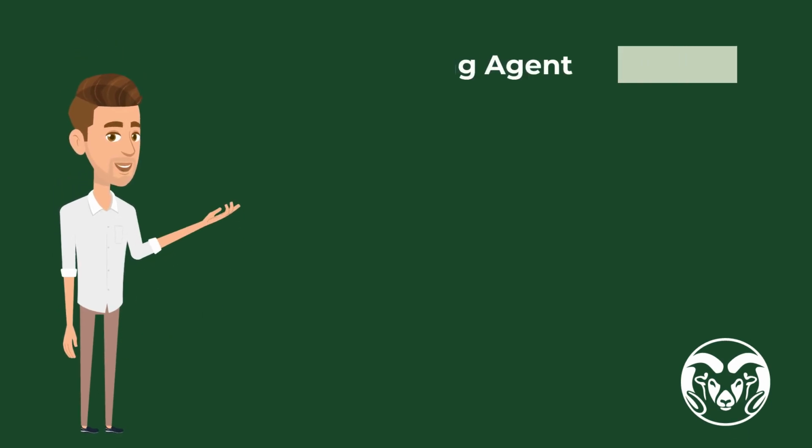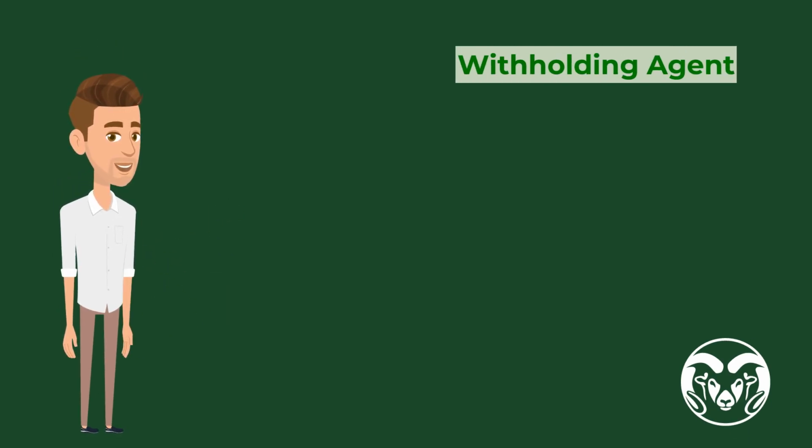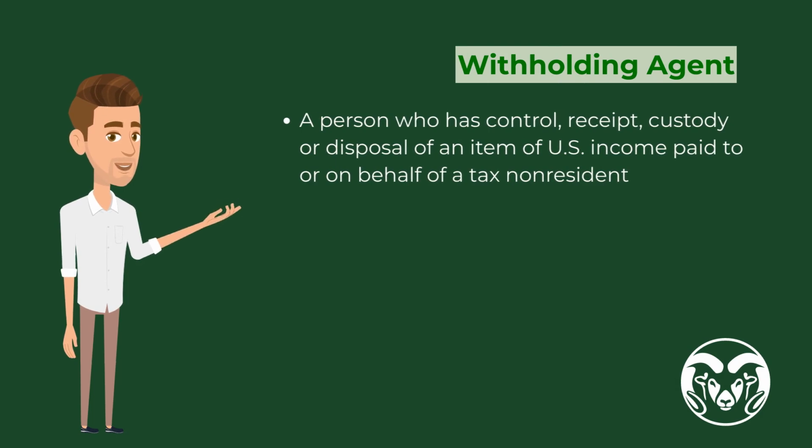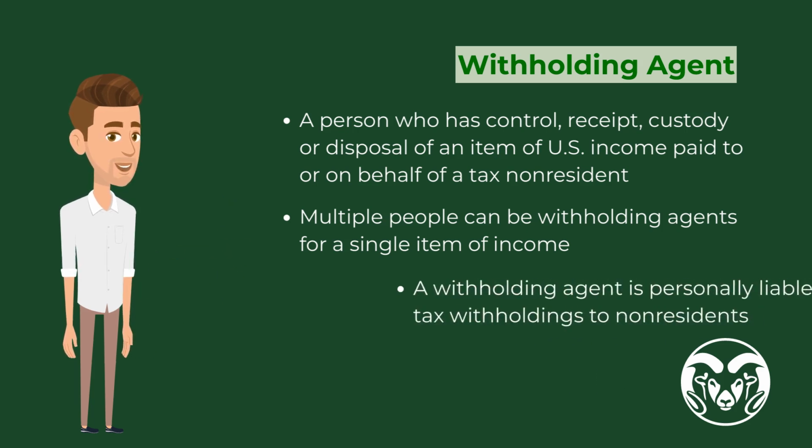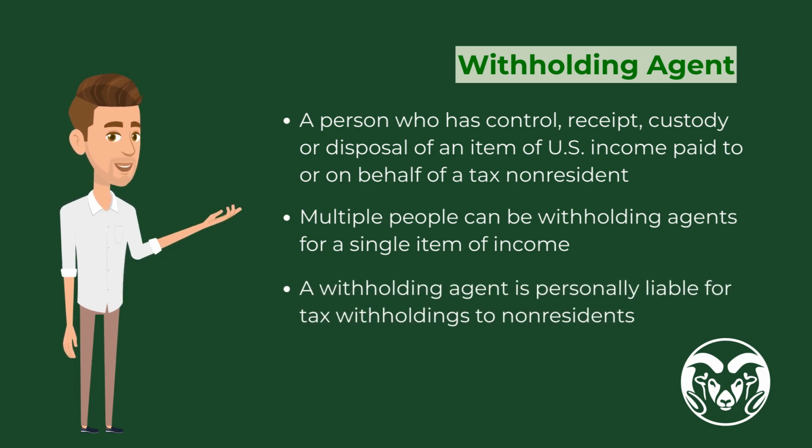Let's begin by defining what a withholding agent is. A withholding agent is a person who has control, receipt, custody, or disposal of an item of U.S. income paid to or on behalf of a taxed non-resident. It's important to keep in mind that multiple people can be withholding agents for a single item of income and that a withholding agent is personally liable for tax withholdings to non-residents.